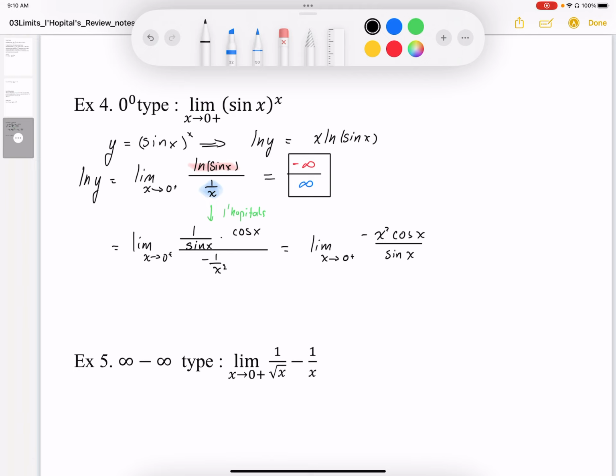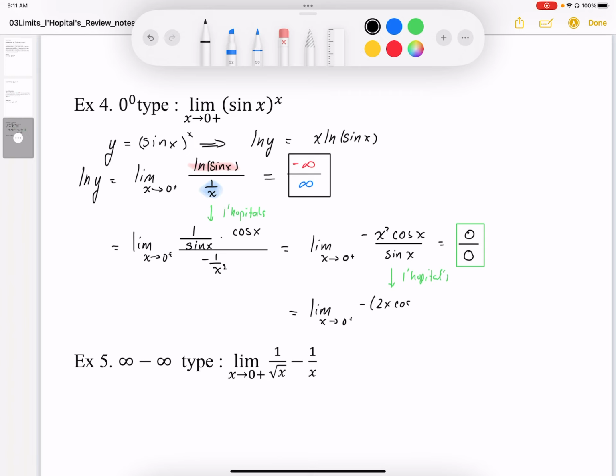Okay, so when I evaluate this then, when I plug in x is 0, I'm going to get 0 in the numerator. I plug in x is 0, I get 0 in the denominator. And again, I end up with a 0 over 0. But that's okay because, again, that's a condition which I can apply L'Hopital's one more time. So applying L'Hopital's one more time, I'm going to end up with the limit as x approaches 0 from the positive side.